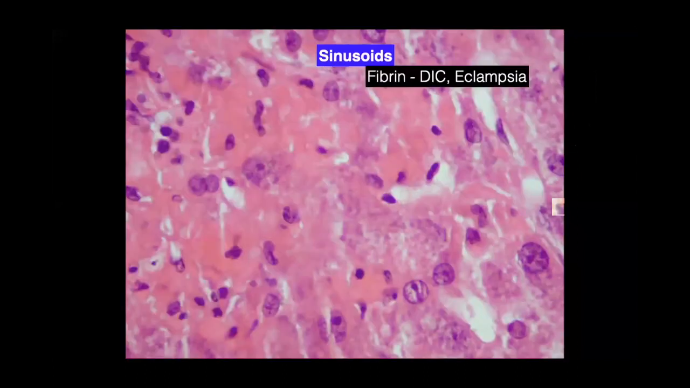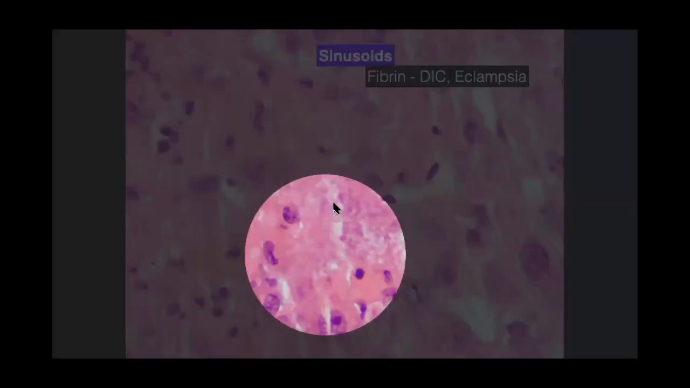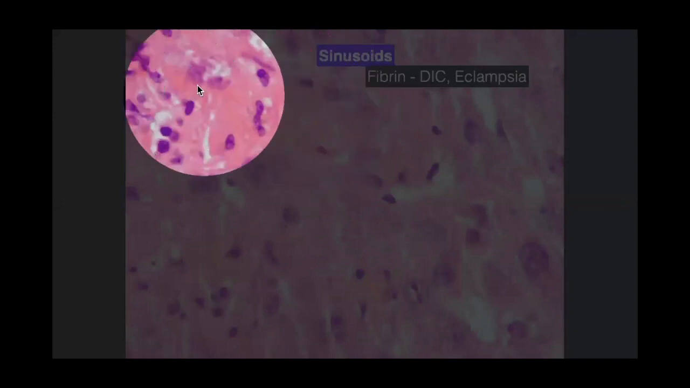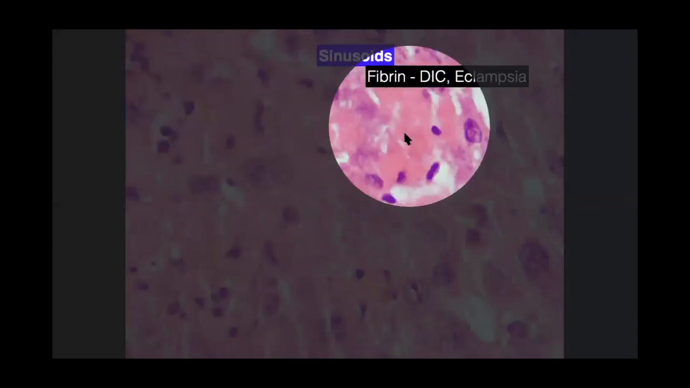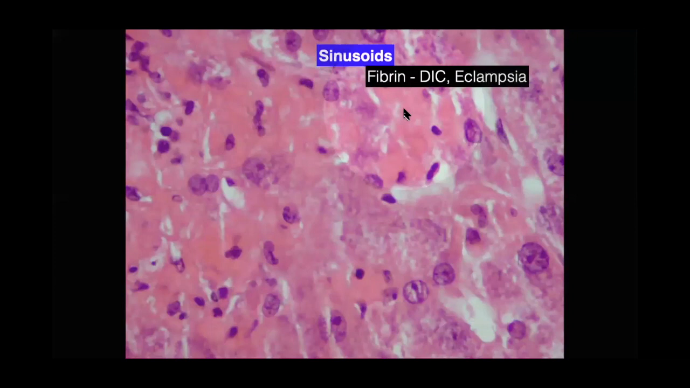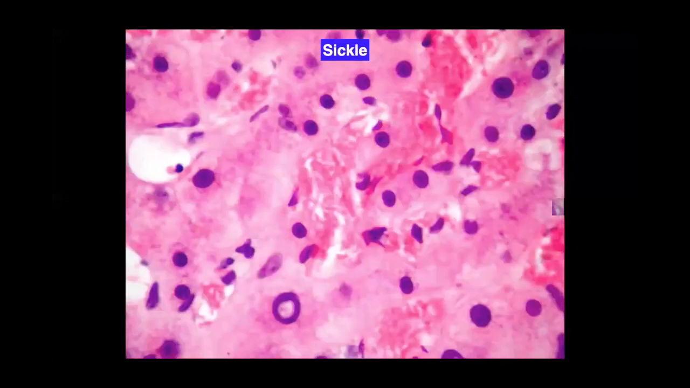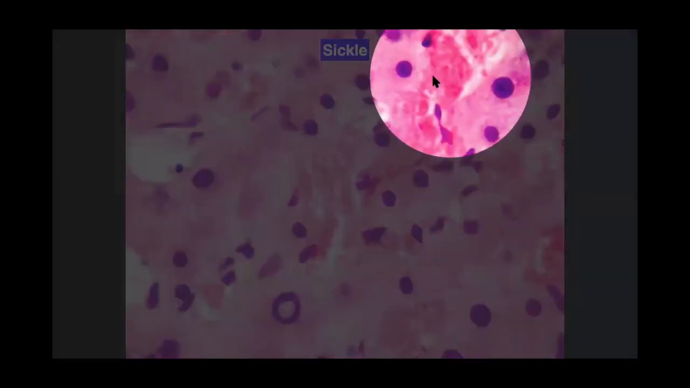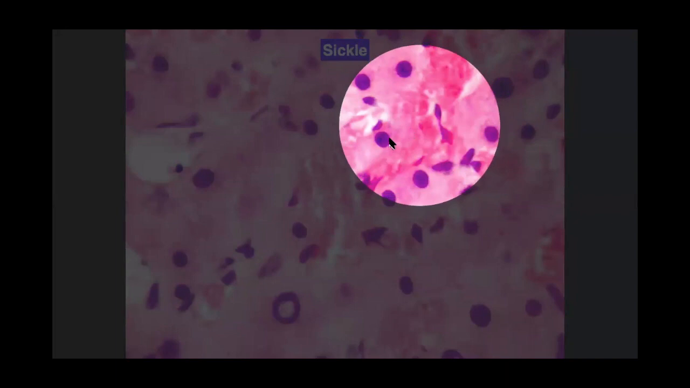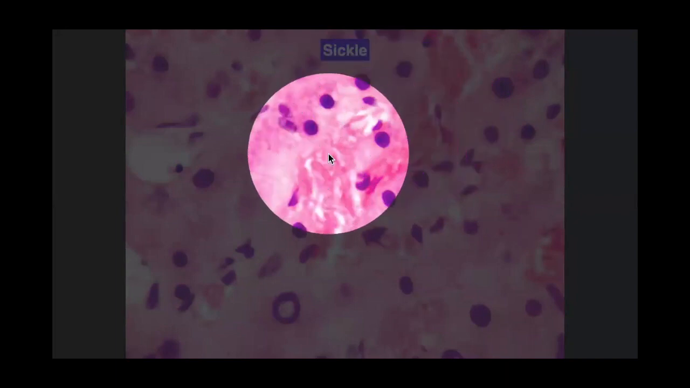This is DIC. Usually DIC, again they won't do the biopsy, but this is autopsy liver where you can see a lot of fibrin thrombi in the sinusoids. Whenever you see thrombi within the blood vessels or vascular spaces, think of DIC, and eclampsia is one example of DIC. Sickle cell anemia, you can all see the sinusoids dilated with sickle-shaped RBCs.